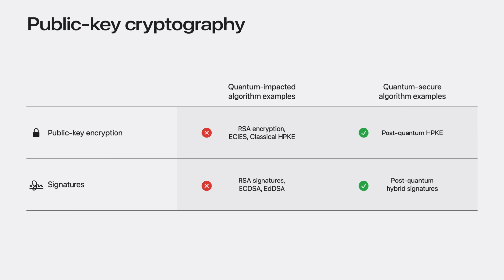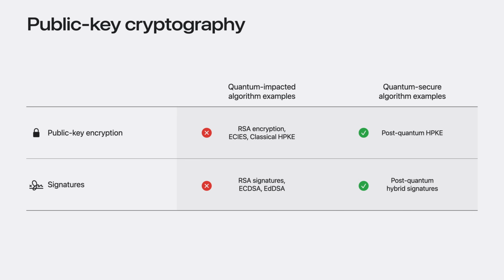Therefore, they need to be replaced with quantum-secure algorithms, which are too computationally intensive for both classical and quantum computers to solve. For quantum-secure encryption, you should use post-quantum hybrid public key encryption, or post-quantum HPKE for short. For quantum-secure signing, you should use post-quantum hybrid signatures. These are both post-quantum hybrid constructions, meaning they combine new post-quantum algorithms with current classical algorithms.